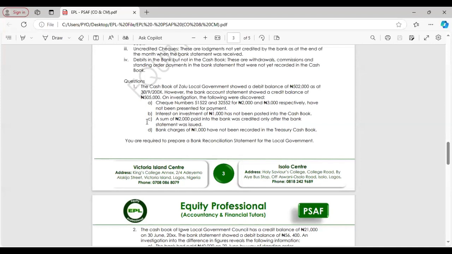Interest on investment of 1,000 has not been posted in the cash book. A sum of 2,000 paid into the bank was credited only after the bank statement was issued. Bank charges of 1,000 have not been recorded in the main treasury cash book. You are required to prepare a bank reconciliation statement. This is a direct question. Now, what do we do from here?